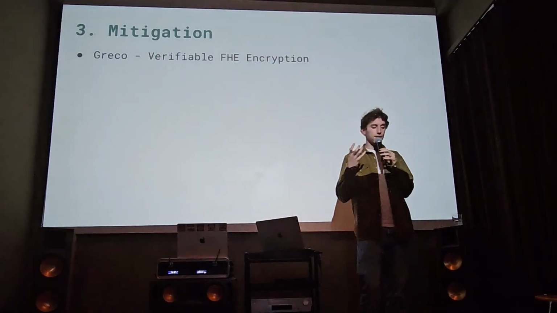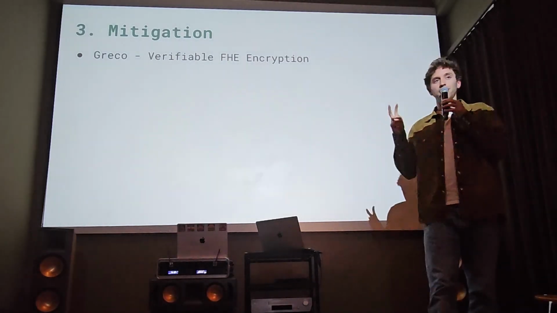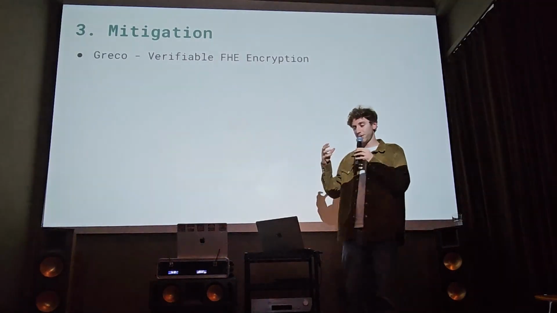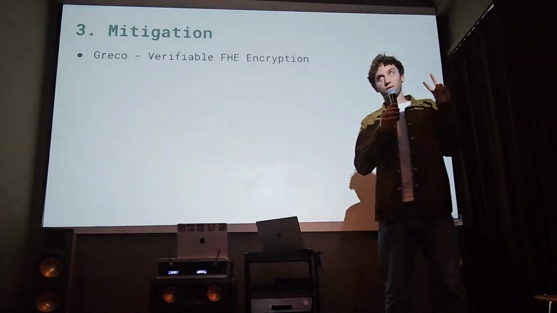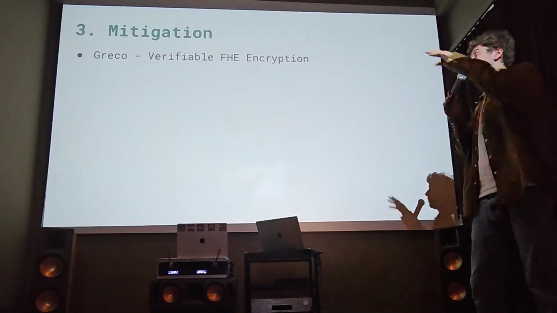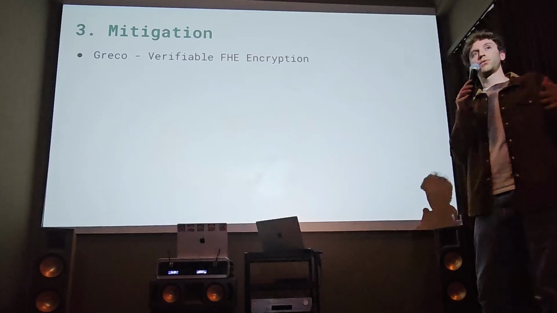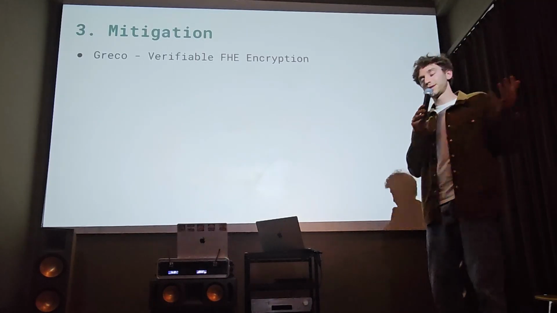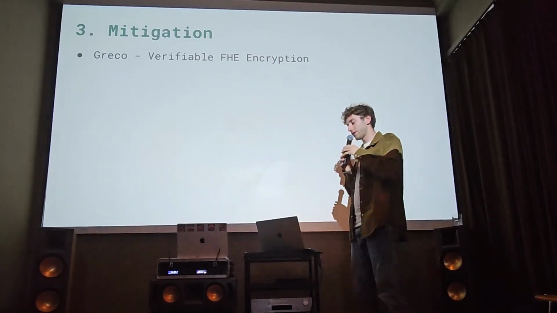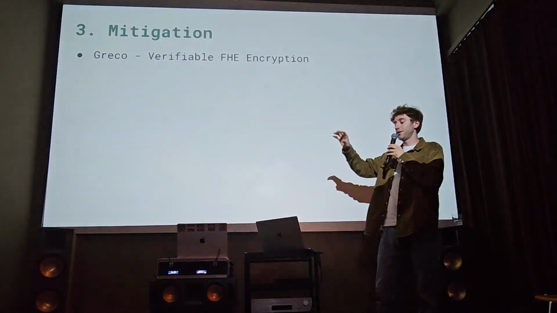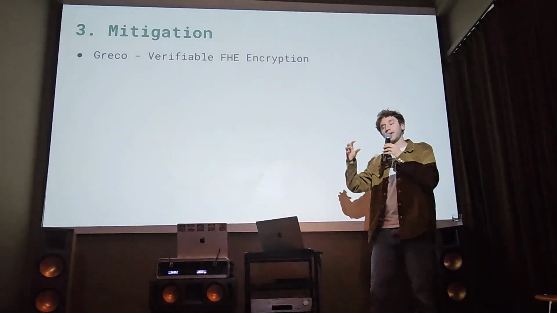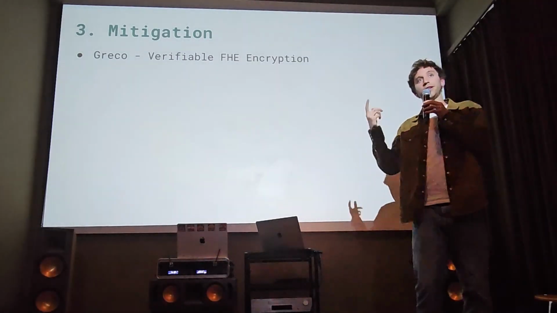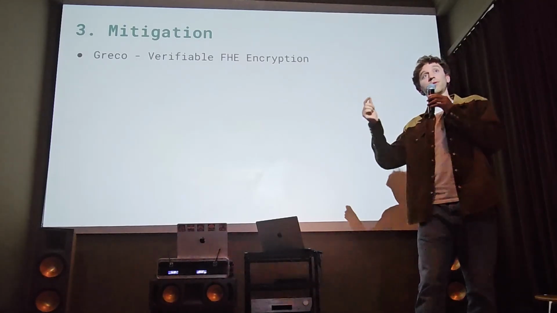So what's the mitigation? The mitigation is using something like Greco, which is the library that allows you to perform verifiable FHE encryption. So there are 2 points here to analyze. So first of all, FHE: until now we spoke about PSI. So what's the relation? Basically, PSI is a subset of the many operations that you can build with FHE. So starting from verifiable FHE, you can obtain verifiable PSI.